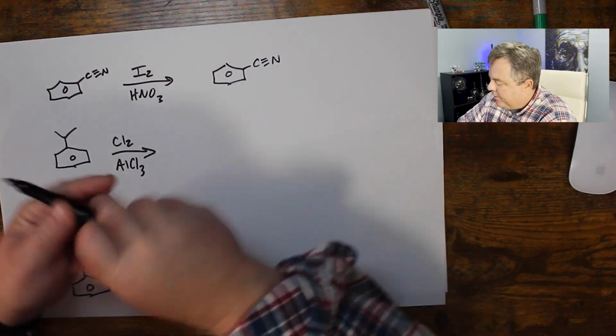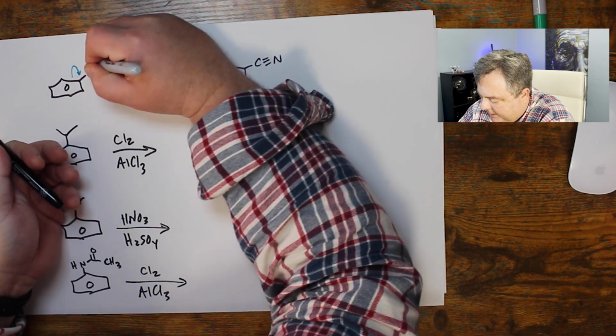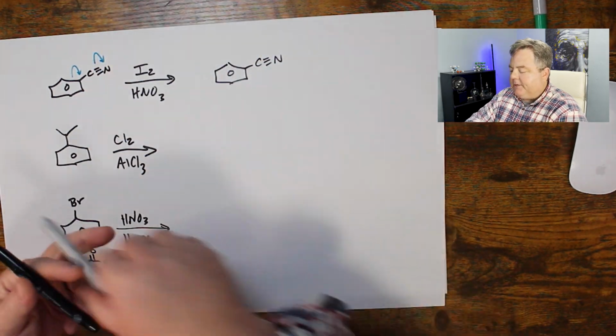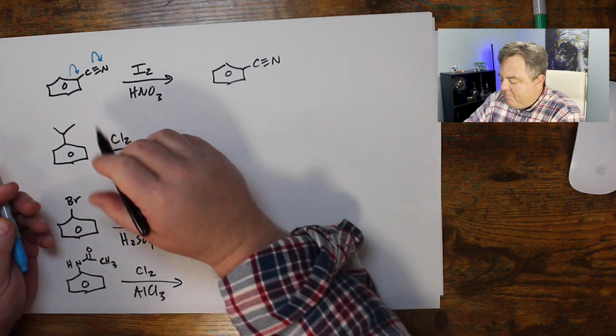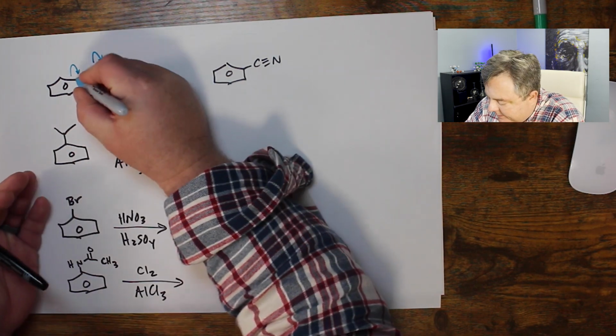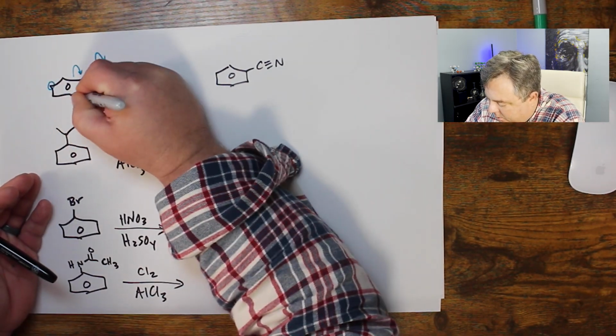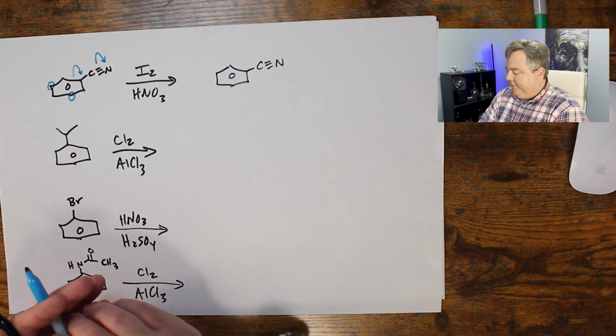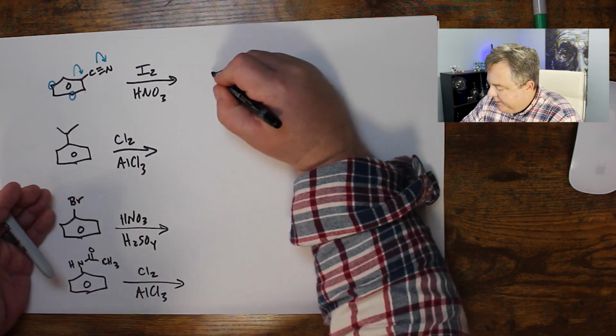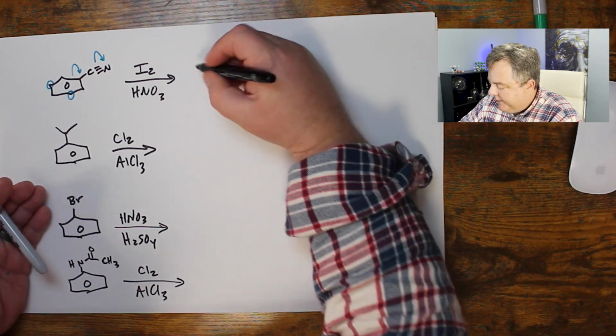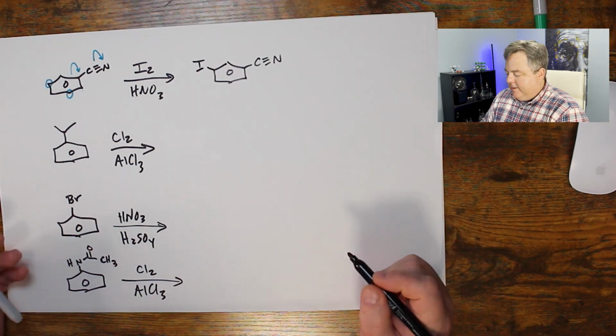Let's see, C triple bond N. I'm pulling the electrons away. They can go up to the nitrogen. So that's a deactivating meta director. So meta to this, ortho, meta, would be those positions. What am I going to put there? Iodine and nitric acid puts an iodine there.